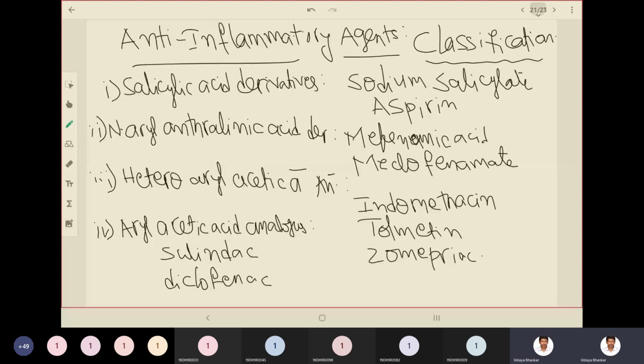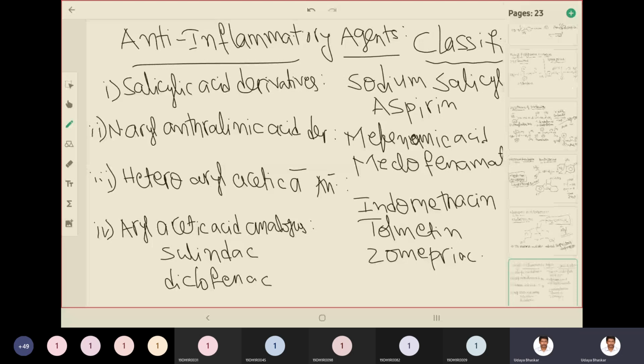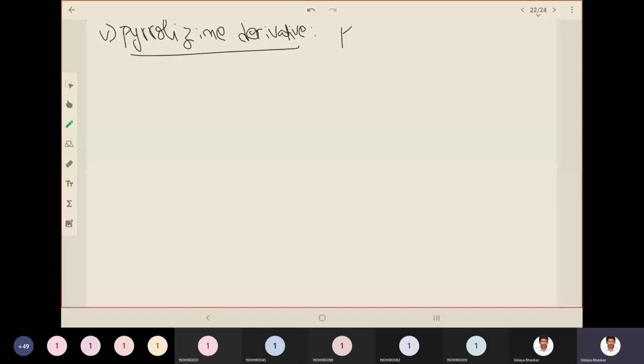Moving forward, the fifth category, that is pyrrolizine derivative. The example is ketorolac. The sixth category is aryl propionic acid derivative.